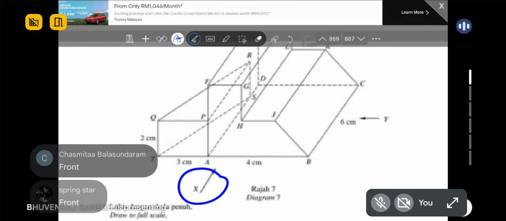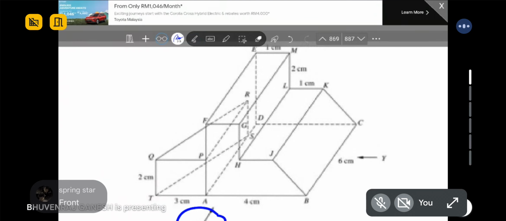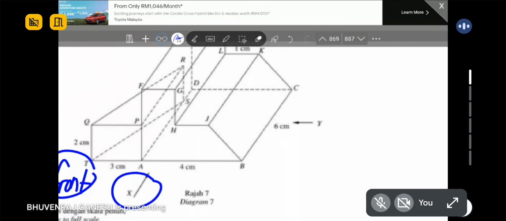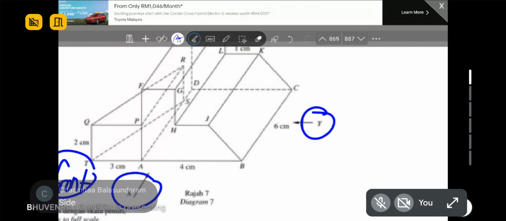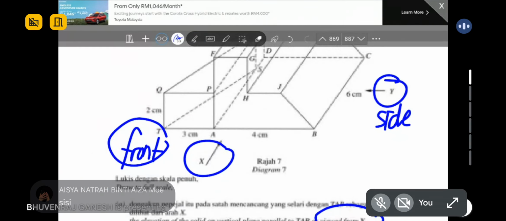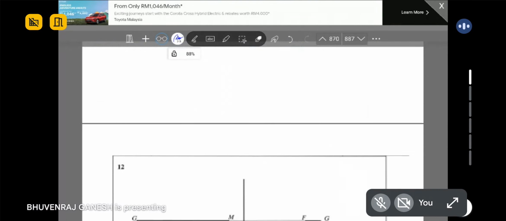This one is actually front, guys. You must imagine this is front, hadapan, pandangan hadapan. And then this one, Y. What is Y? Yes, Y is actually side elevation. Dongakan sisi. Yang ni dongakan hadapan. So you just need to draw X and Y.